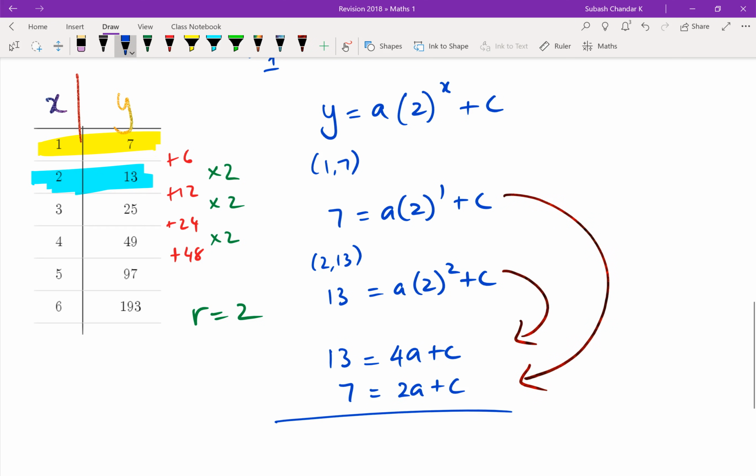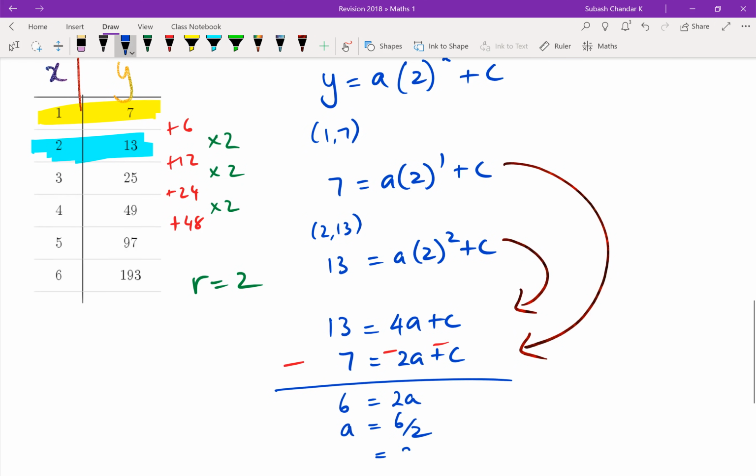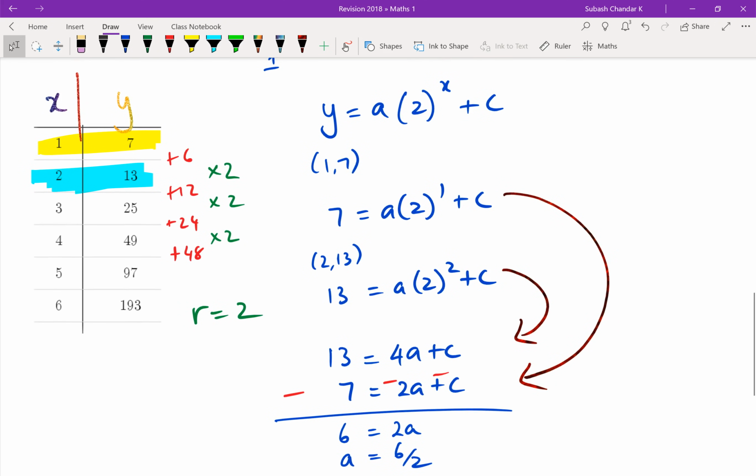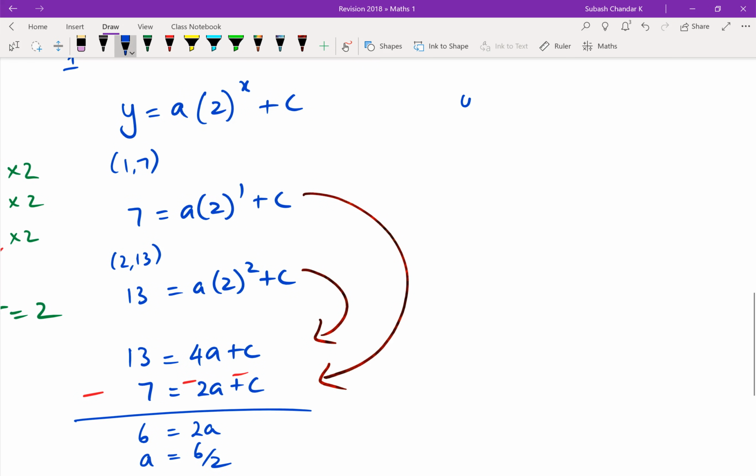Then I want to subtract, so I want to get rid of the c's. 13 take away 7 is 6. 4a take away 2a is 2a. C minus c is 0. So we can say that a is equal to 6 divided by 2, which is equal to 3. So I've got my equation here as y equals 3 times 2 to the power of x plus c.